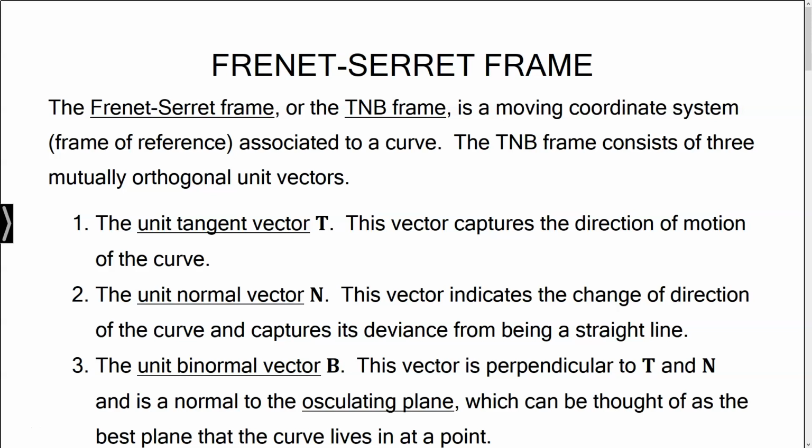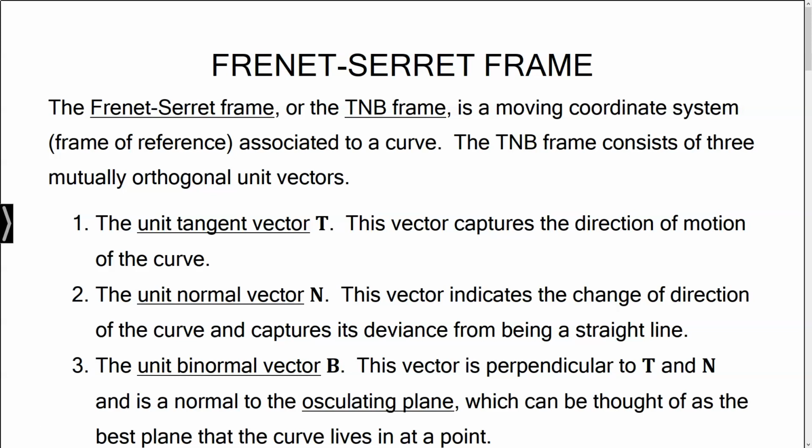So there are three main vectors associated with the TNB frame, and the idea is that it's a moving coordinate system, or a moving frame of reference, associated to a curve. For instance, if you imagine the motion of a satellite, or just the motion of an object in space, there's a certain coordinate system you can use to analyze the motion of this object, and this coordinate system changes along with the object as it moves.